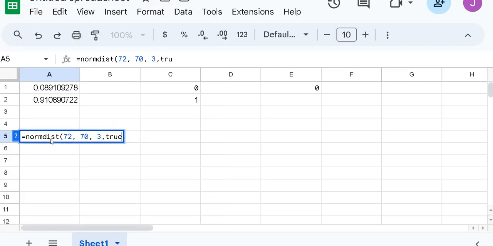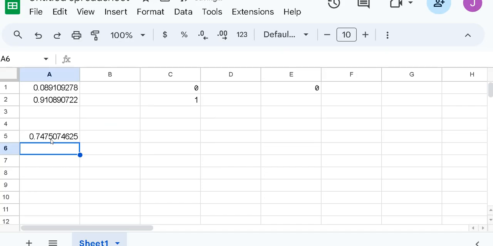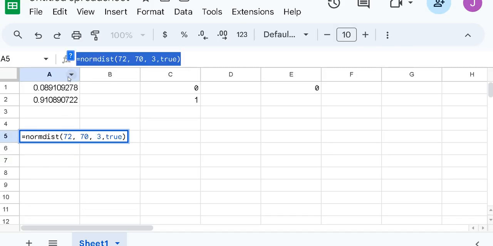True. So there's about a 75% chance that you can fit through the door. 75% of men, if these numbers are accurate. Yeah. So there you go. Up here, there's your command. Norm distribution of 72, comma 70, comma 3, comma true.